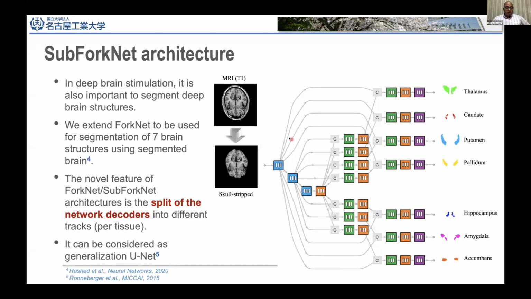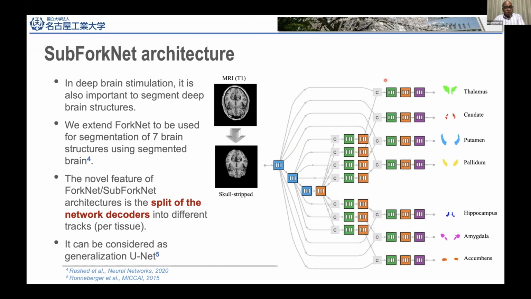And then here, it's similar to the ForkNet, but the number of outputs is different, and the design is a little bit different. So the novel feature in ForkNet and sub-ForkNet compared to the standard method, which is mainly based on what we call UNet, a very famous deep learning architecture, is the split of the network decoders. We have found this trick very interesting, and it leads to improvement in the quality of the segmentation when we split the output to each structure independently.